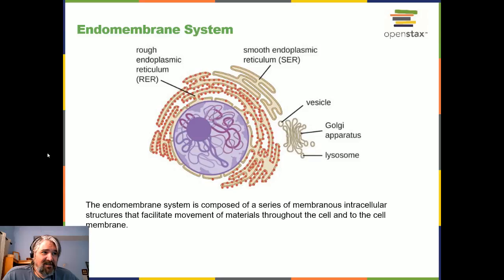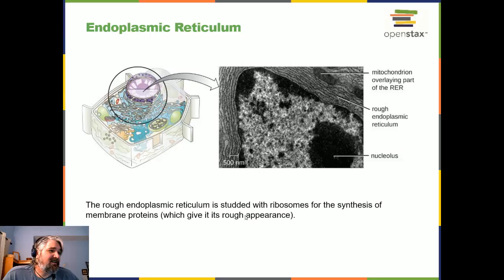So again, the rough ER is studded with ribosomes, for the synthesis of membrane proteins. Not only membrane proteins, but anything membrane-bound does need to be produced in this way, because you run it through the membrane of the ER and that gets pinched off and transported to the plasma membrane. But other types of proteins that need more modifications or can't take on their final conformation in the cytosol will be chaperoned inside the ER.